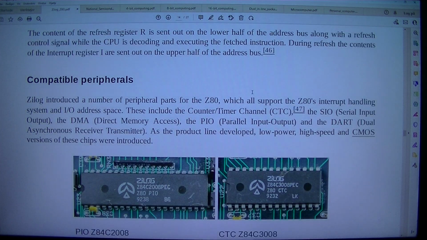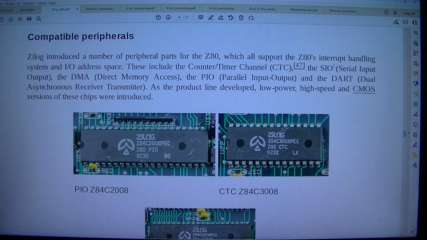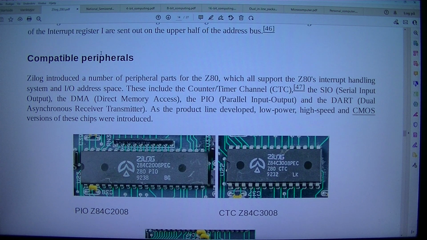The content of the refresh register R is sent out on the lower half of the address bus along with the refresh control signal while the CPU is decoding and executing the fetched instruction. During refresh, the contents of the interrupt register I are sent out on the upper half of the address bus.